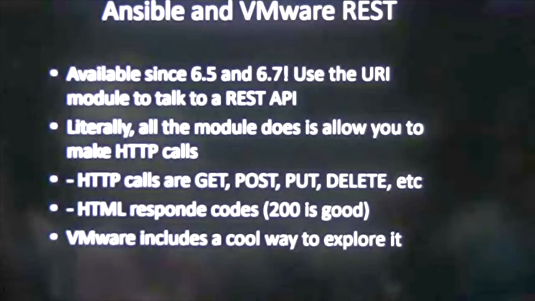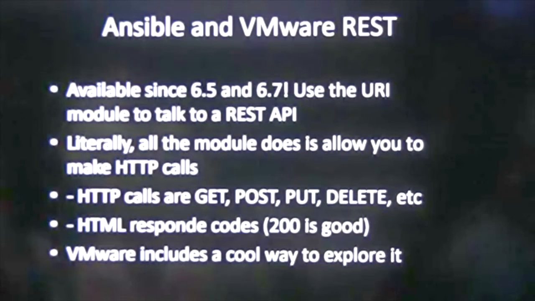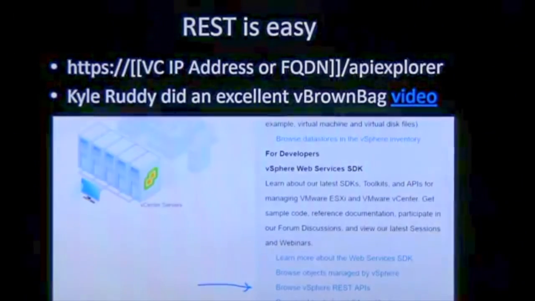Okay, sorry. You can use gets, posts to change resources and objects. Okay. And in general, when you're talking with RESTful APIs, web servers, you just want to know 200 is good, everything else is an error. But I wanted to showcase that VMware includes a cool way to explore this. This is already running in your vCenter.